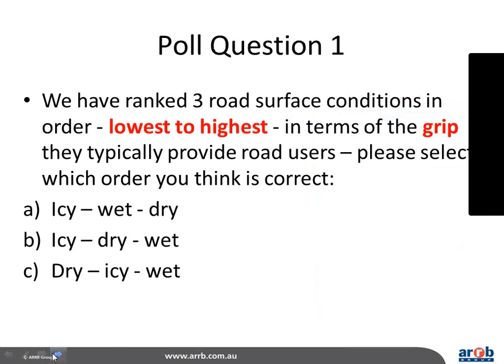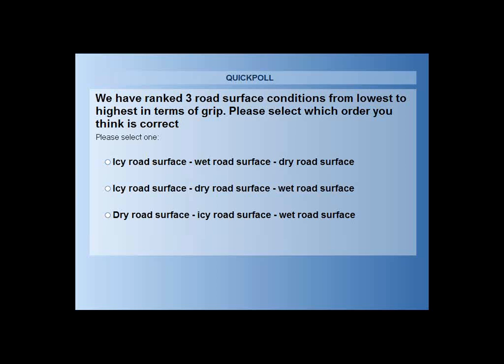Thanks, Angela. Good morning, everybody. Welcome to our webinar, Skid Resistance 101. What we'd like to do to start off with is just to ask you a quick question. What we've done is we've ranked 3 road surface conditions in order, from their lowest to the highest level of grip that they'll provide to a road user. We're giving you a choice of answer A, B or C. So we're looking for an answer from the lowest condition to the highest amount of grip provided to the road user. Is it A, B or C?